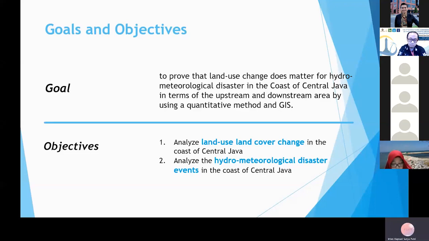For the objective, this paper tried to analyze the land use and land cover change in the coastal Java for 2009 to 2018, and the second to analyze the disaster event in the coast of Central Java in the same period of time.